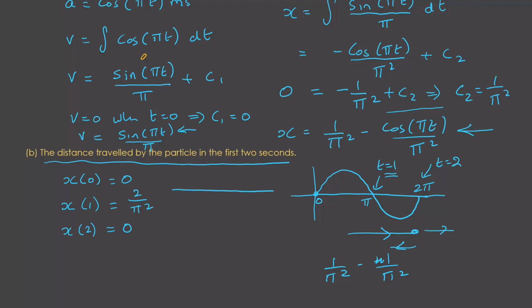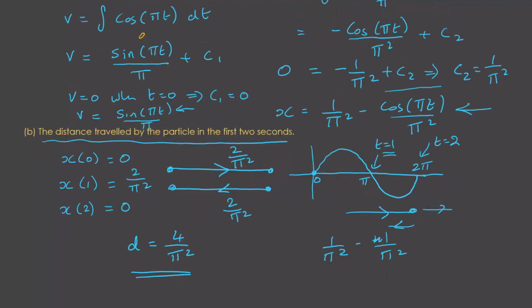So what this particle does is it travels out a distance of 2 over pi squared and then travels back a distance 2 over pi squared. So in other words, the distance travelled is 4 over pi squared.